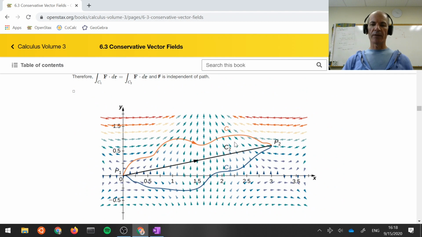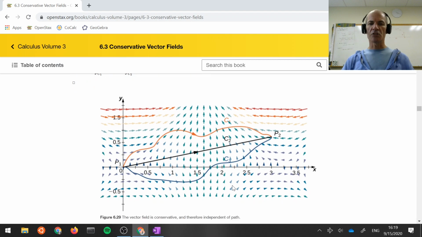Here's a picture of that, right? You've got a starting point and an ending point. You've got three different paths there. If F is a conservative vector field, then the integral over C1 will be the same as the integral over C2, same as the integral over C3. Now, this seems pretty obvious once you absorb the fundamental theorem of line integrals, but it's amazing the kinds of things that can follow from this, and that's stuff that we'll talk about in the coming sections.